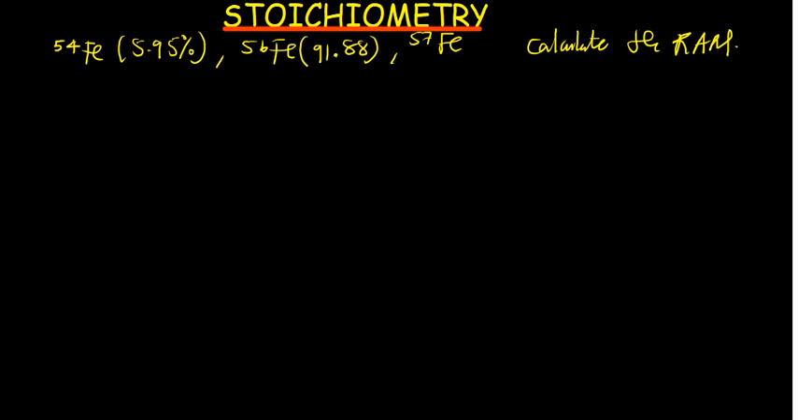To calculate the relative atomic mass, all you are going to do is, relative atomic mass is given by the first mass times the first abundance, plus the second mass multiplied by the second abundance, plus the third mass multiplied by the third abundance. So depending on how many you have.